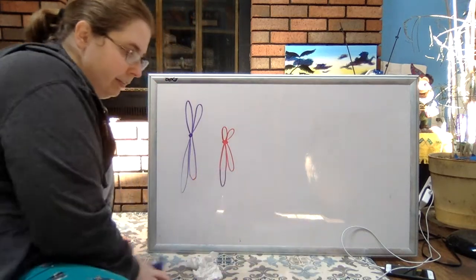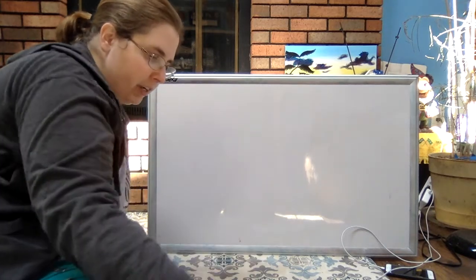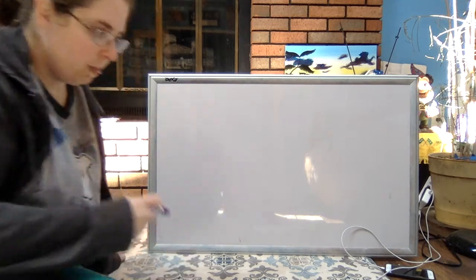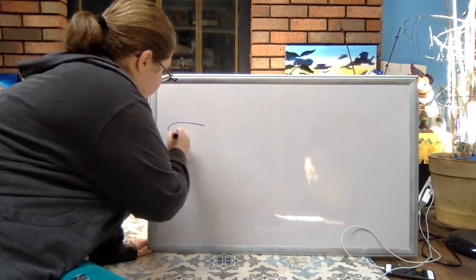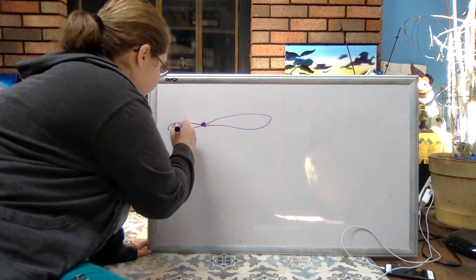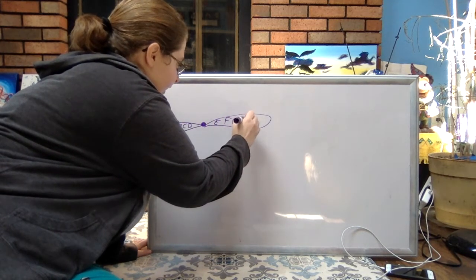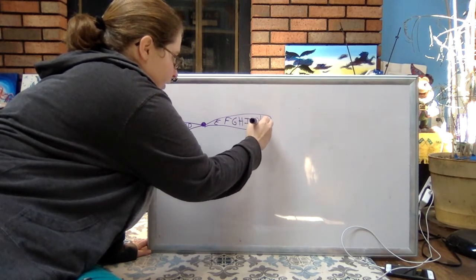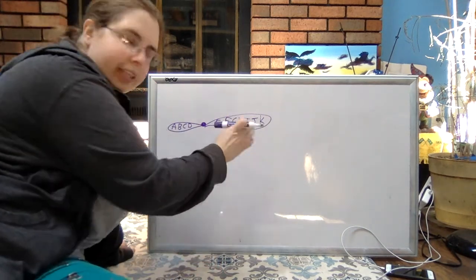The next thing we have is something called an inversion. And when we talk about things being inverted, we kind of mean that they've been flipped around. So let's say we have A, B, C, D, E, F, G, H, I, J, K. So in an inversion, what happens is a piece of it actually gets flipped around.